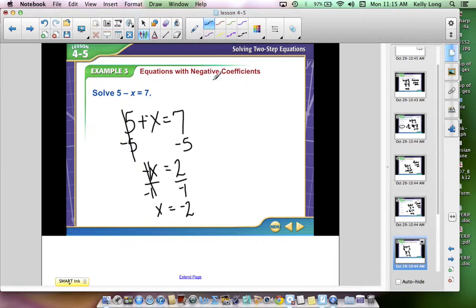Come back up here to your original problem and plug it in. Is 5 minus a negative 2 equal to 7? Well, that really becomes 5 plus 2 equal to 7, and 7 does equal 7, so yes, it checked. Just be careful when you have those minus signs and realize everything behind it becomes a negative. And remember on your coefficients, if there's not one there, it's an understood 1.